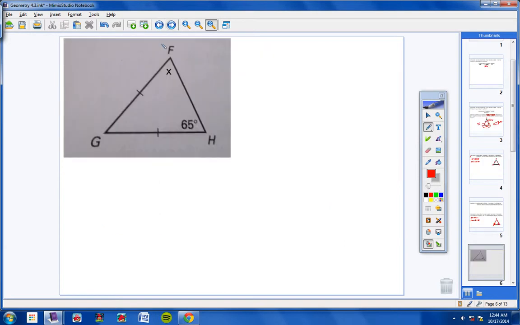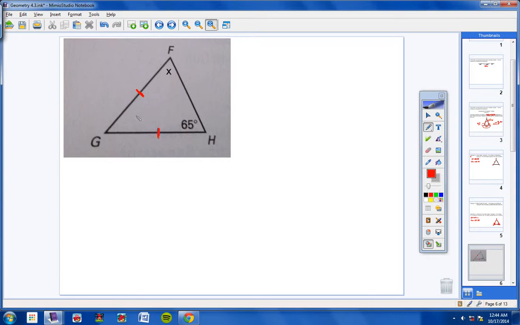Okay, let's move on. Now, I want you to copy this problem in your notes, please, and I want you to solve for angle X. Okay? So wait a second while you draw this triangle in your notes. Draw a triangle GFH. Be sure and label this side here with a congruent mark, and label this side over here with a congruent mark, okay? And we are going to find the measure of angle X. Find the measure of angle X.